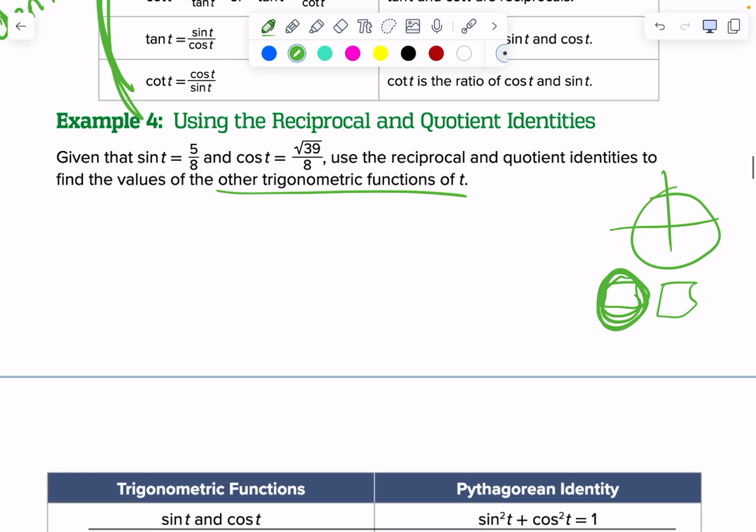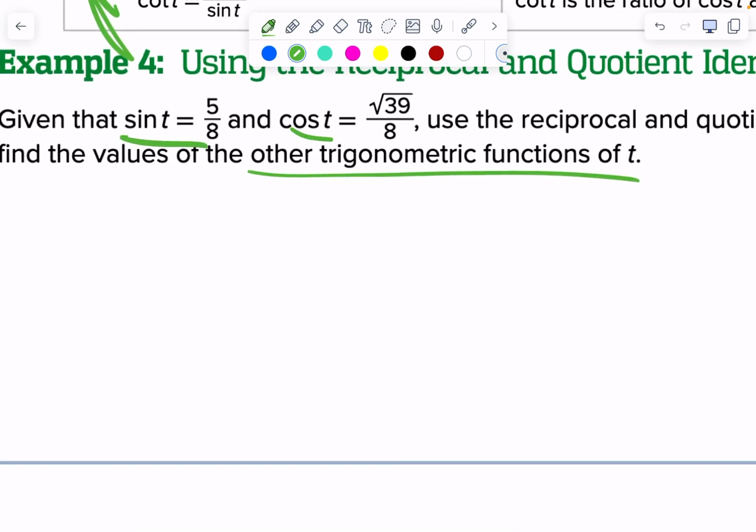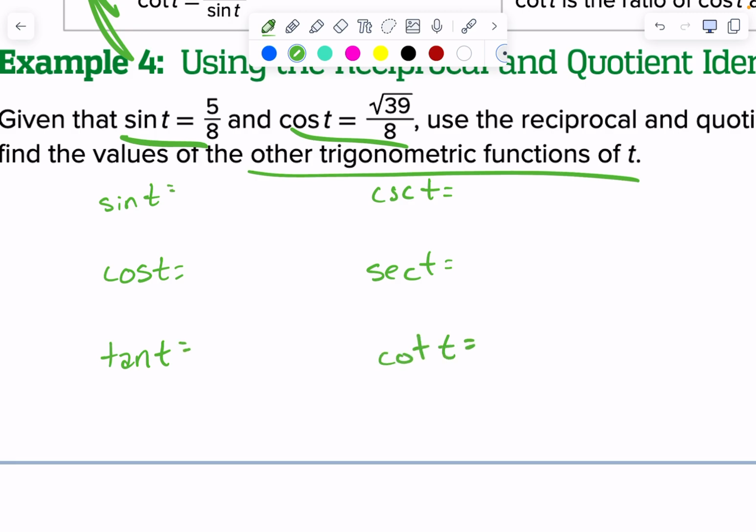Find the other trig functions. So they're giving me these 2 things, sine and cosine, and they want me to find the other trig functions. So I'm going to say sine of t. I'm going to space these out a little bit because some of these fractions are really ugly. Cosine of t, tangent of t. Sine goes with cosecant. Then we have secant. I'm spacing these out a little bit. And we have cotangent. Yes, I'm going to teach you how to rationalize right now.